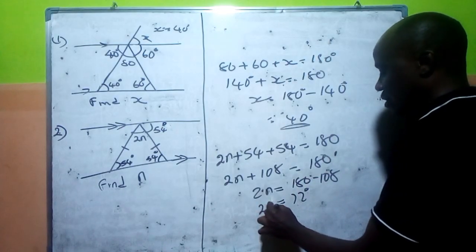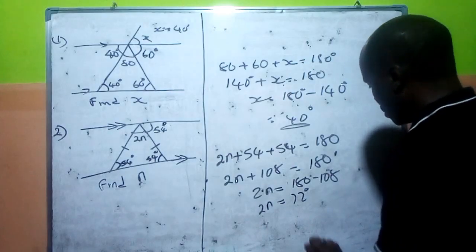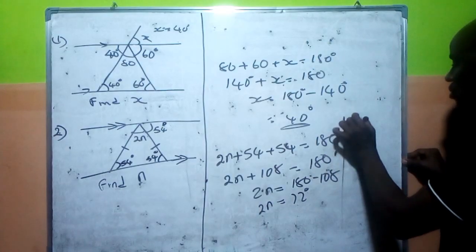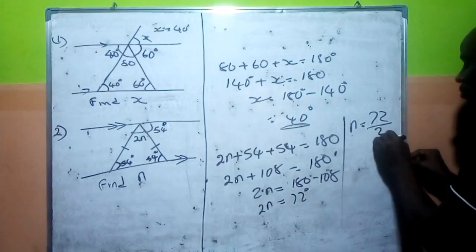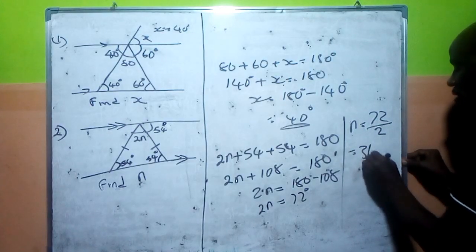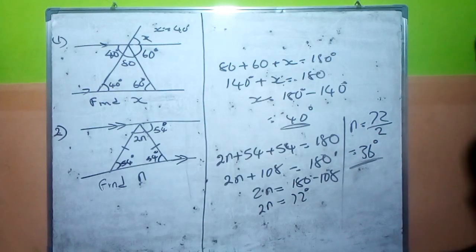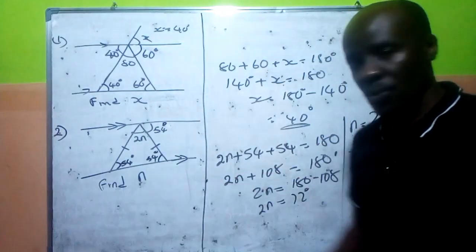If it's 72 degree, 2n is equal to 72 degree. That is to say then n will be equal to 72 divided by 2. That will give us 36 degrees. That's the final answer. That's the value of what?